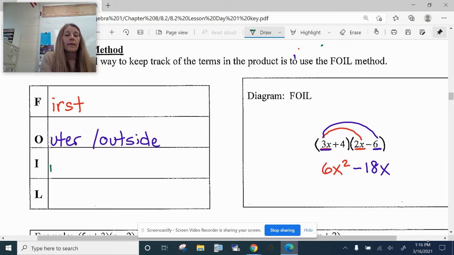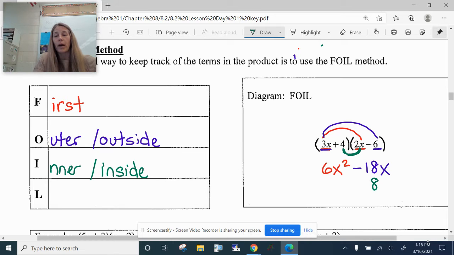Now for the I, that would be inner or the inside-most terms. In this case, that would be these two right here, the 4 and the 2x, and that would give me positive 8x. And then finally, you would have the last terms, and what that means is it's the last term in each parenthesis. So the 4 and the negative 6, which would give you negative 24.